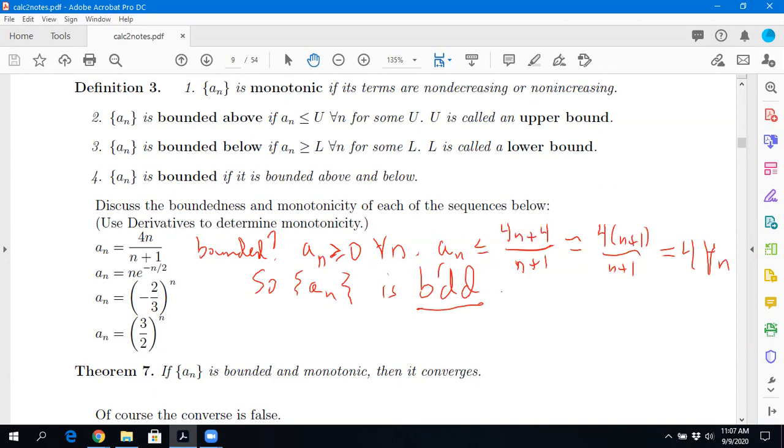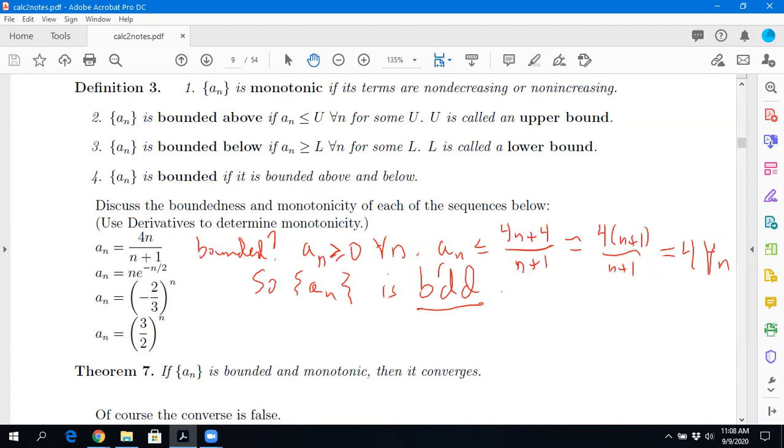Sometimes you have to do some weird stuff like that, just try to get stuff to go away and whatnot. And in this case, I had to add 4 to the numerator and stuff canceled. So this thing is always trapped between 0 and 4. Well, why not?